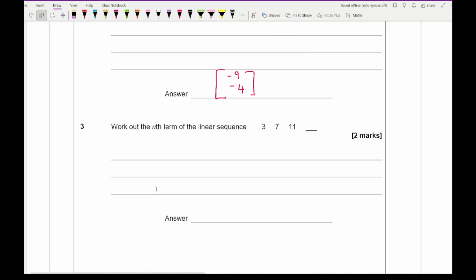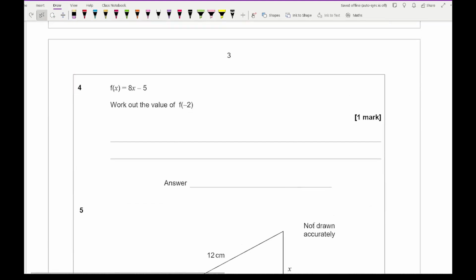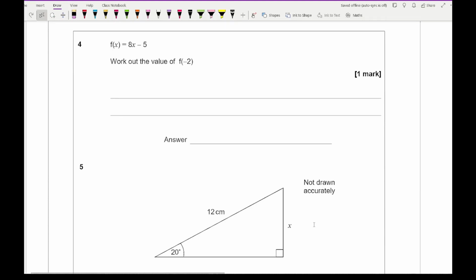Then moving on to question 3, it says work out the nth term of this linear sequence. So we need to work out the difference between each term, which is plus 4. So that means that 4n is going to be in the formula. And then all I need to do is decide, how do I get from this number in front of the n to the first term? I take away 1. So the nth term is going to be 4n minus 1.